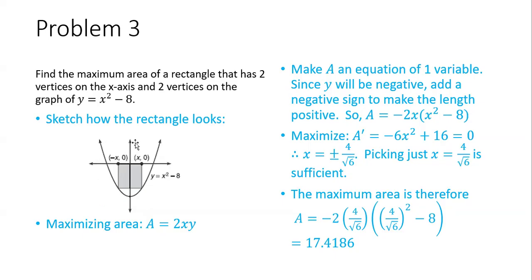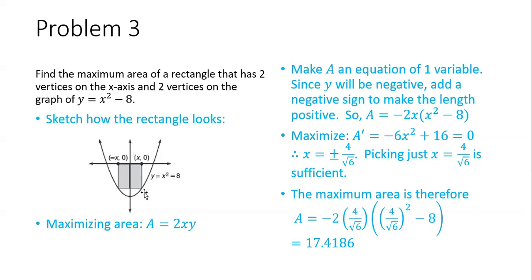Okay, so what are we trying to maximize? The area of this rectangle. So how can we write an equation for that? Well, if this point is x comma 0, then just by symmetry, this one will be minus x comma 0. So the base or the width is 2x. Okay, and we call the height y, let's say.